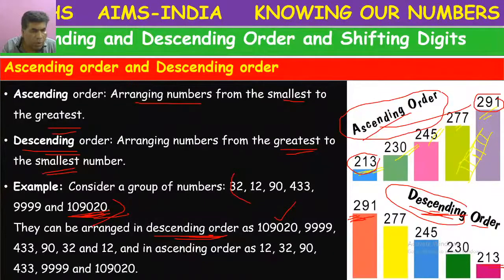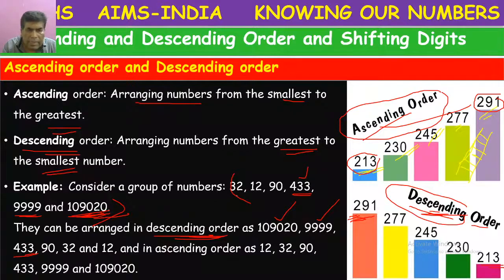Because it is having 6 digits. So next, this number is having 4 digits, so this is the largest. Next, this number is having 3 digits, so this is the largest number.